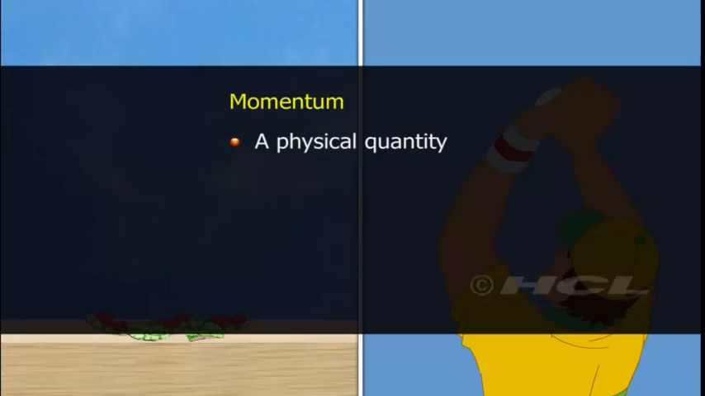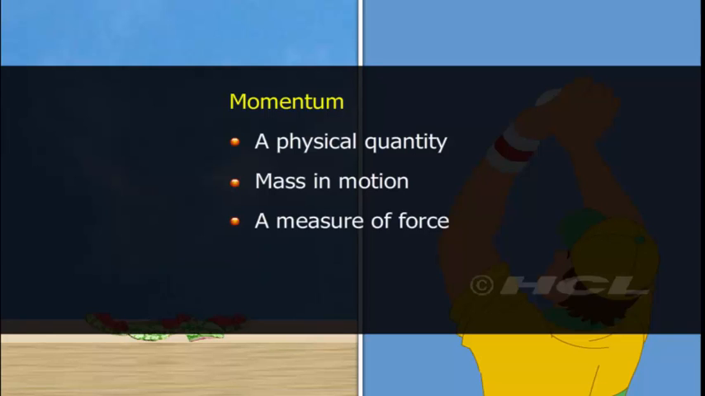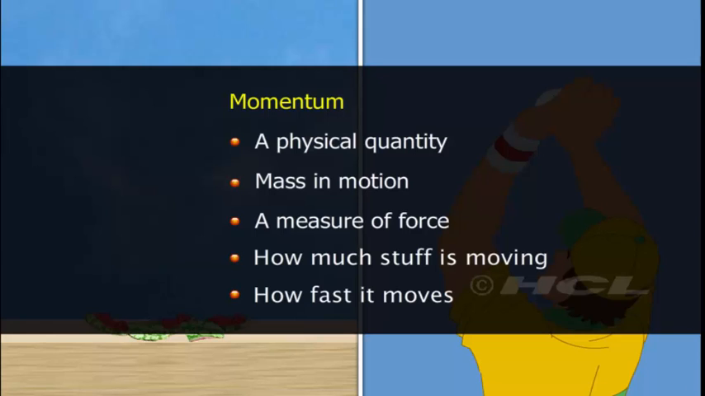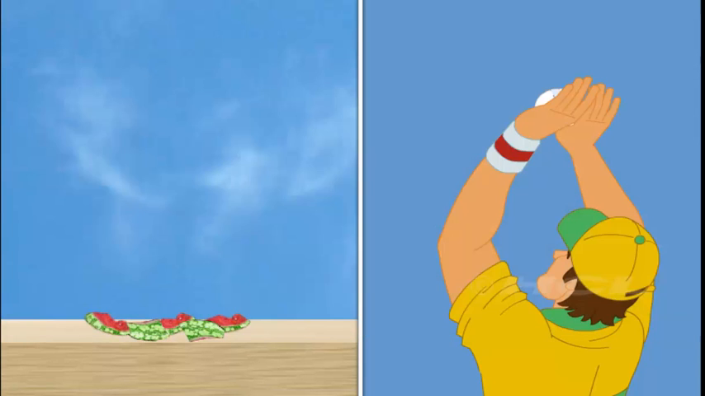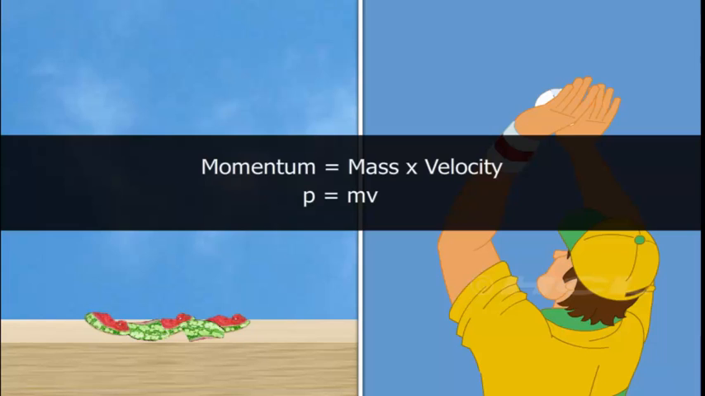Momentum is a physical quantity. It is defined as the mass in motion. It is useful in calculating the force. It is useful to find out how much stuff is moving and how fast it moves. The momentum of an object is defined as the product of its mass and its velocity.